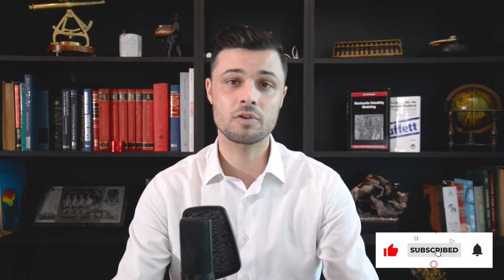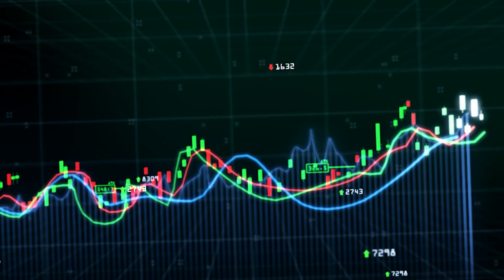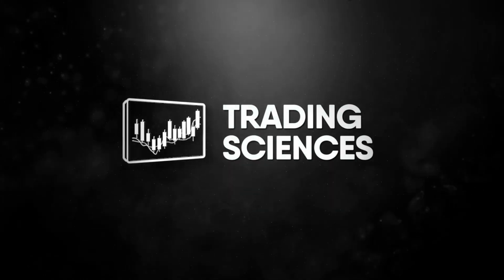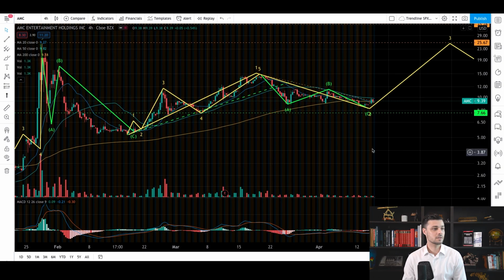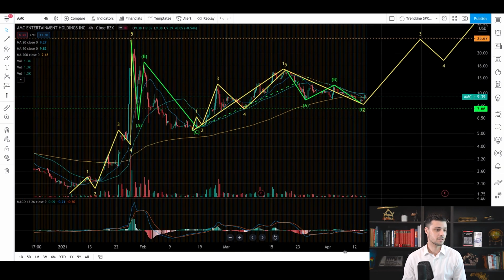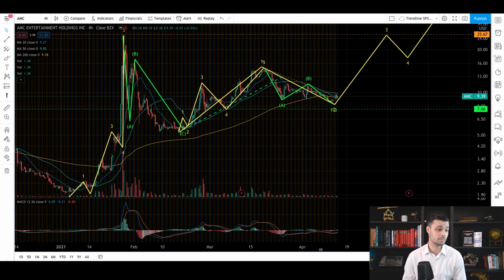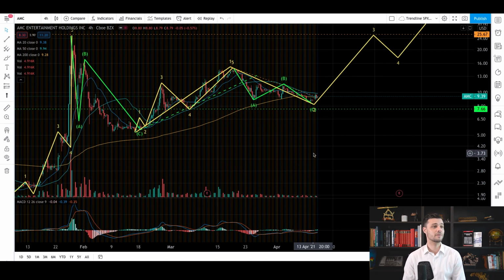And today I want to make an update on AMC. Let's get into it. So this is the AMC chart on the 4 hours time frame, the best time frame to use, like I always tell you, because it's used by both short-term traders and long-term investors. So let's first have a look at the technicals.